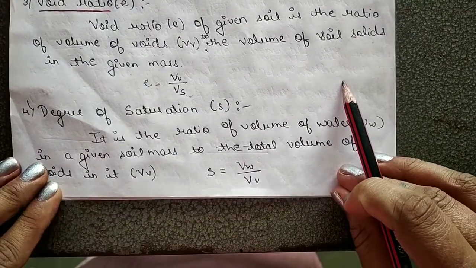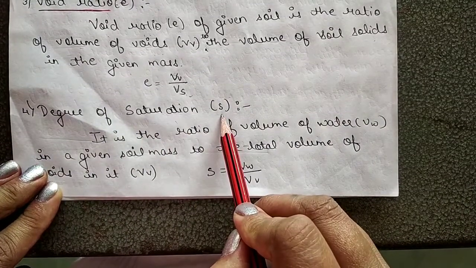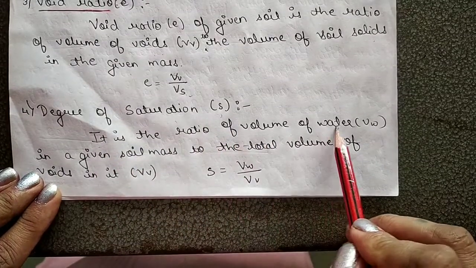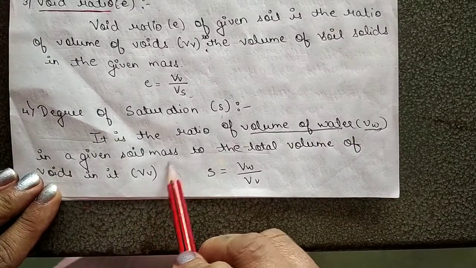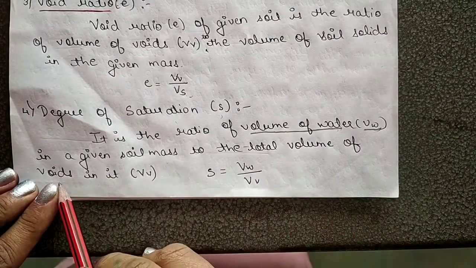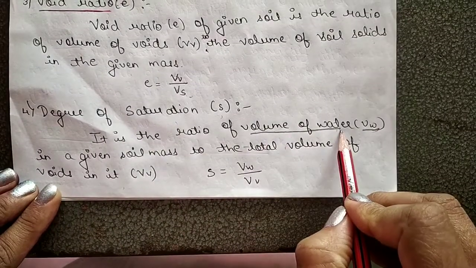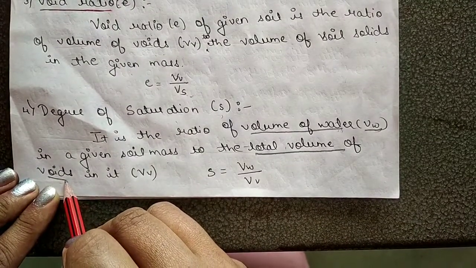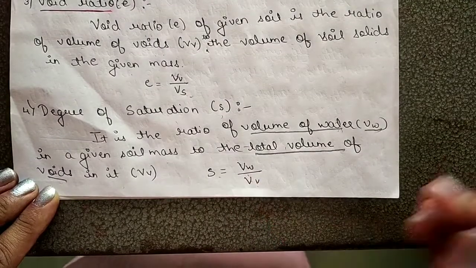The next definition is degree of saturation, which is denoted by small s. The definition is the ratio of volume of water, Vw, in a given soil mass to the total volume of voids in it. So it is the ratio of volume of water to the total volume of voids. The formula is S equals Vw divided by Vv.